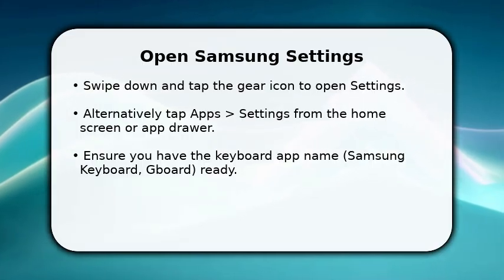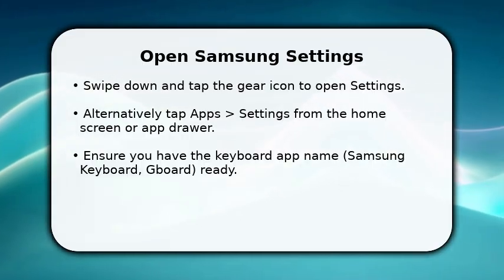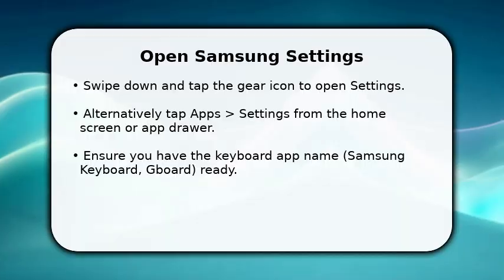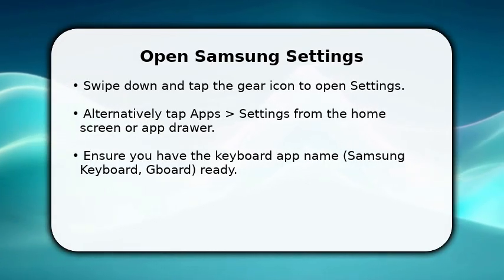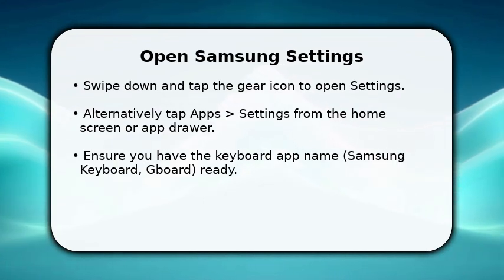Make sure you note which keyboard you're using. Samsung keyboard versus a third-party app matters. Now tap Languages and Input to reveal keyboard options so you can access the autocorrect controls directly.